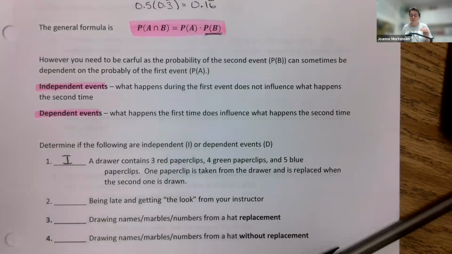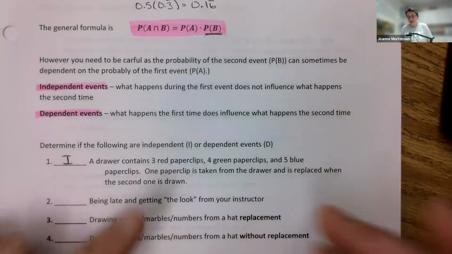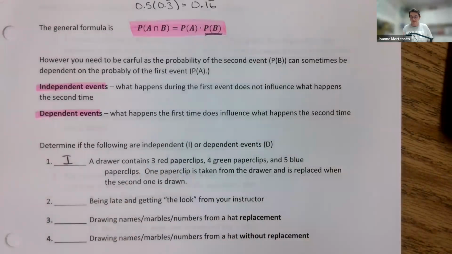Well, if you remember, when we started, there were 12 paper clips. Okay, and you got the probabilities for each of those, whatever they are. But the moment I take 1 paper clip, that's going to change my sample space. So what happened the first time did affect it. All right.